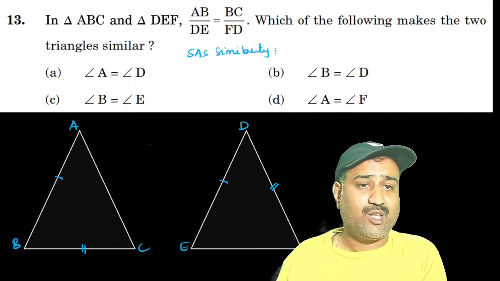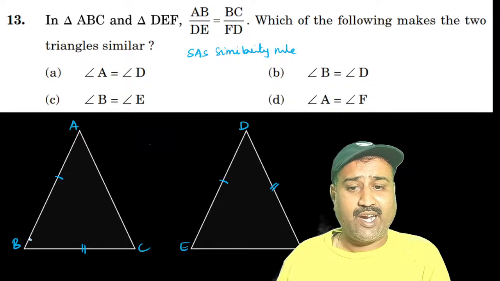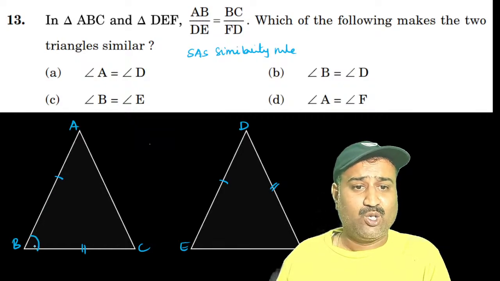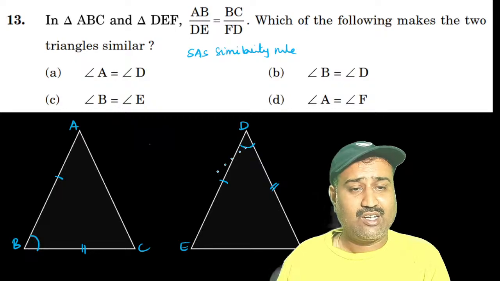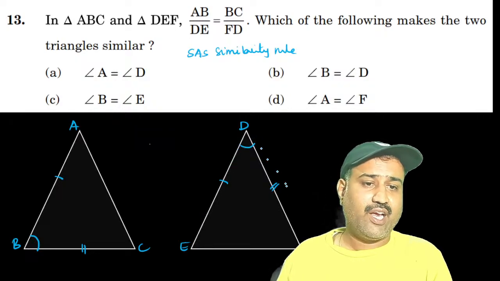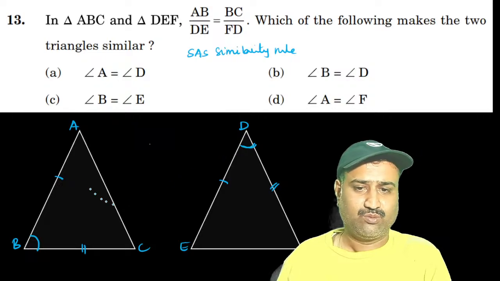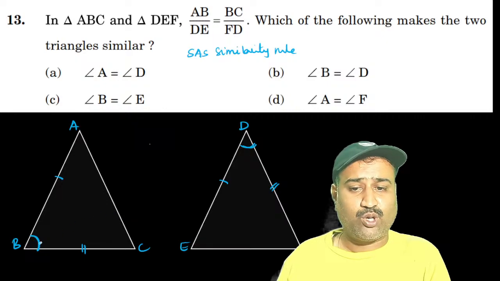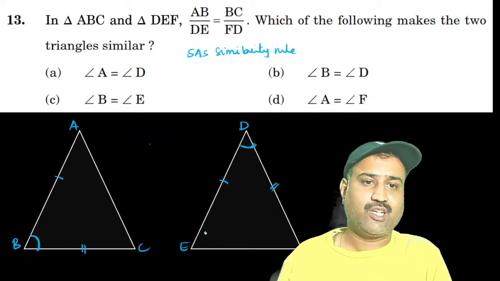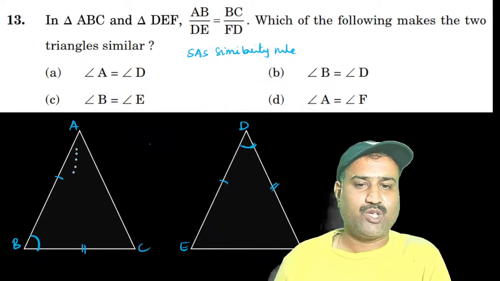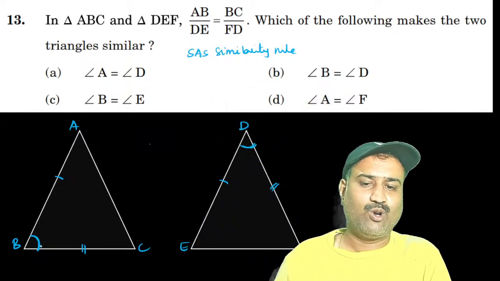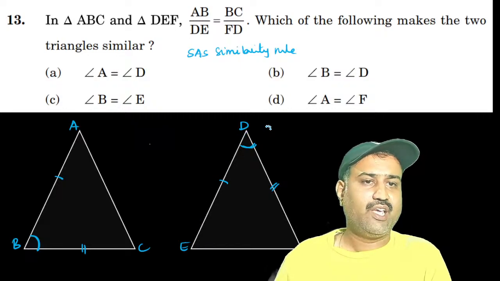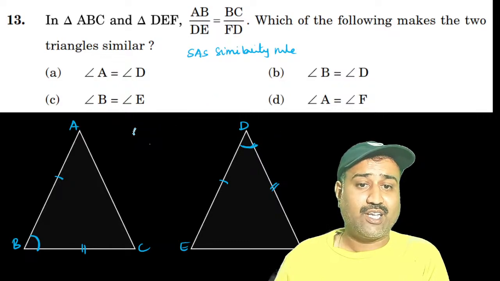For SAS similarity rule, we know corresponding side and included angle. Here angle B should be equal to what? Angle D, right? For DE and DF, the included angle is D. For AB and BC, the included angle is B. In the exam, don't write angle B is equal to angle E. 100% 0 marks, right? Observe here, AB, BC, the included angle is angle B. DE and DF, the included angle is D, right? Therefore, the answer is angle B is equal to angle D, right?